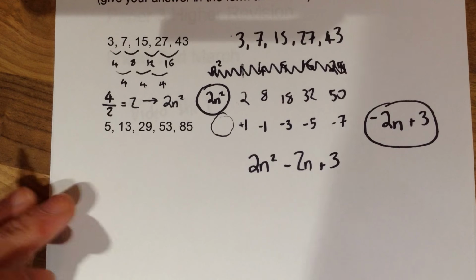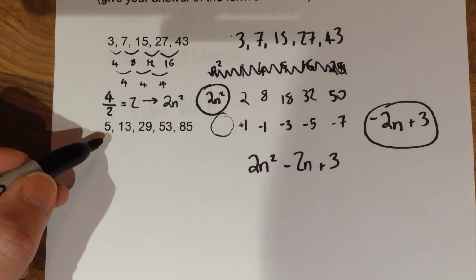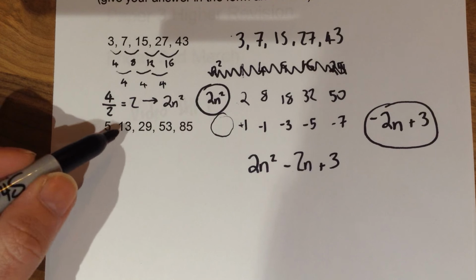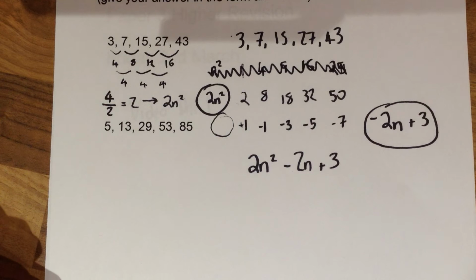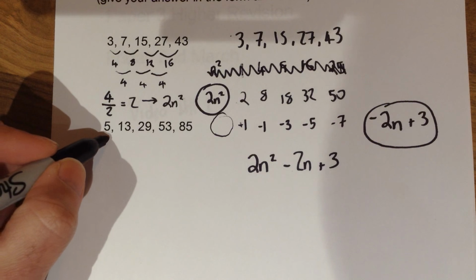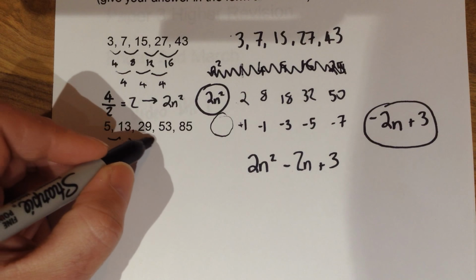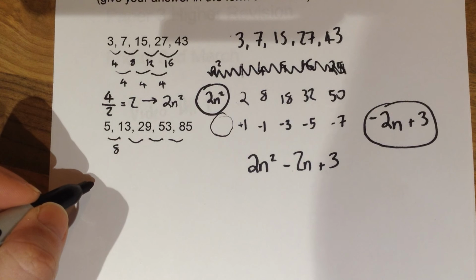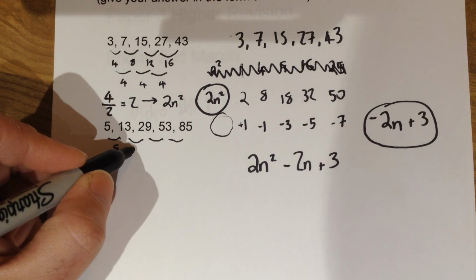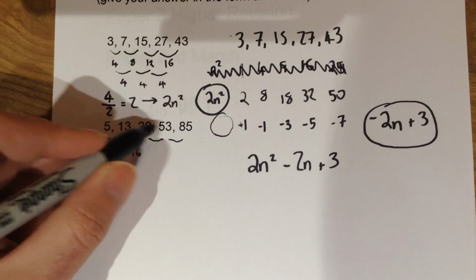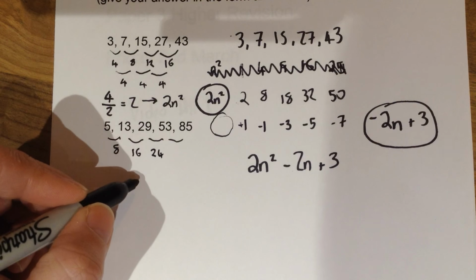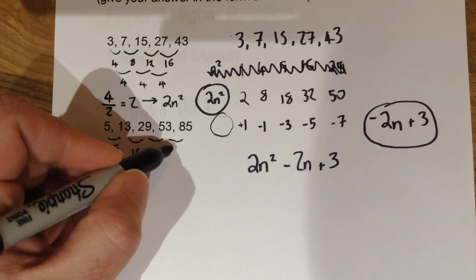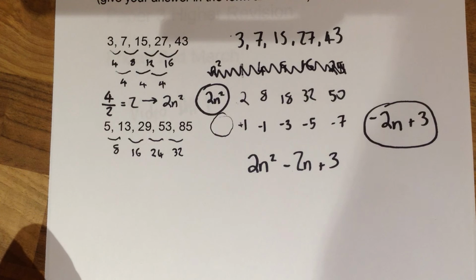I'm going to do the second one as well. Same idea to start off with. So here we've got 5, 13, 29, 53 and 85. So first step, I need to know what it goes up by each time. So in this case, from 5 to 13 is 8, 13 to 29 is 16, add on 24, and from 53 to 85, that would be add 32.